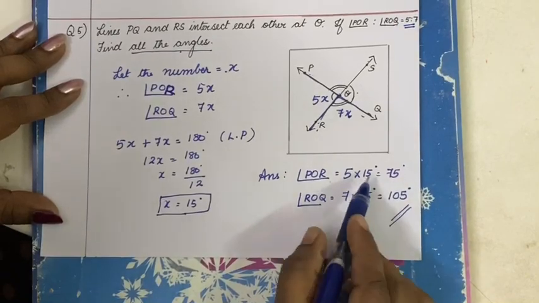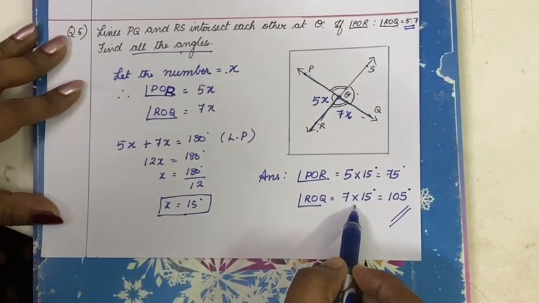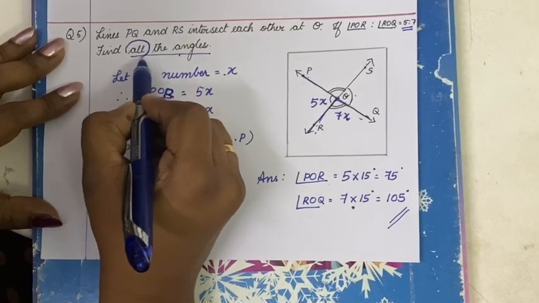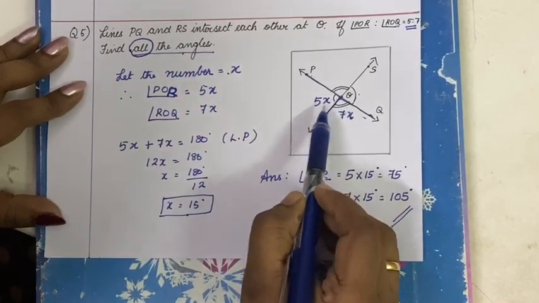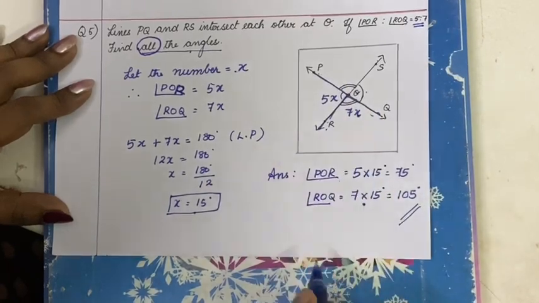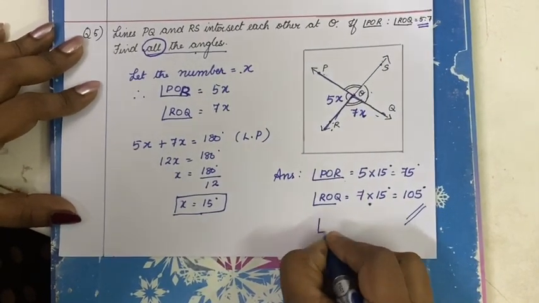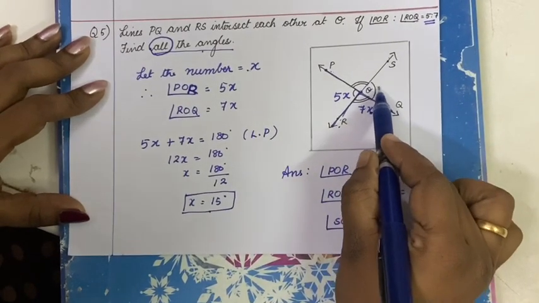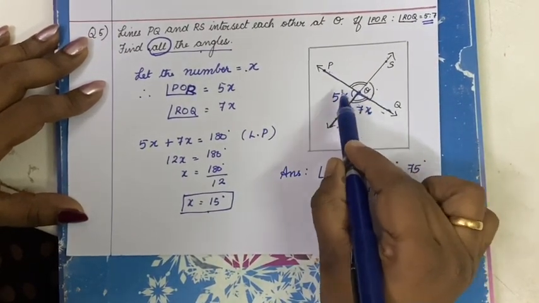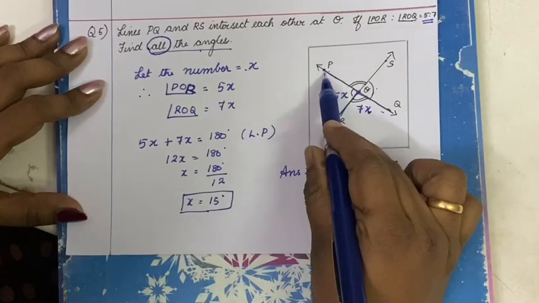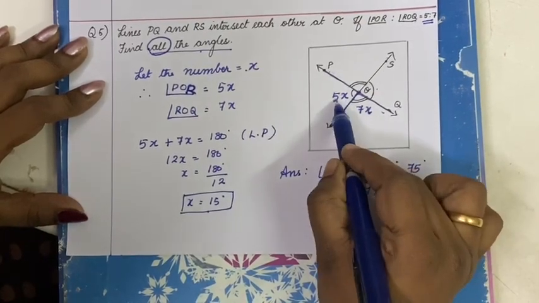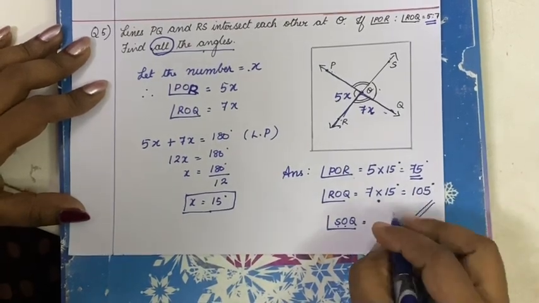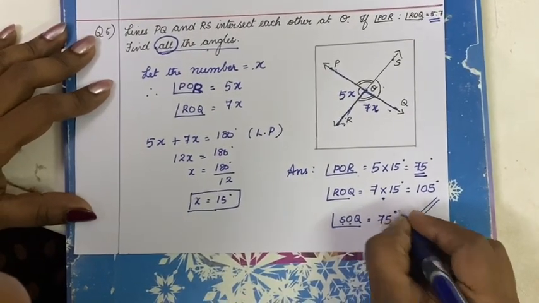Okay, students, I have told you these two are the required angles. But here, look at the question. All the angles means there are how many more angles? There are two more angles. What are the other two angles? Angle SOQ. We don't know anything about SOQ, you might think so, but it is nothing but the vertically opposite angle of POR. So, POR just now we have found it is 75 degrees. So, angle SOQ is also equal to 75 degrees.